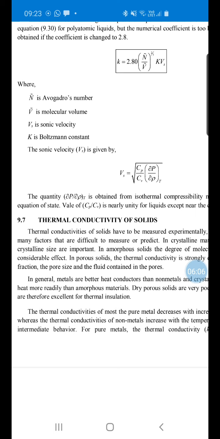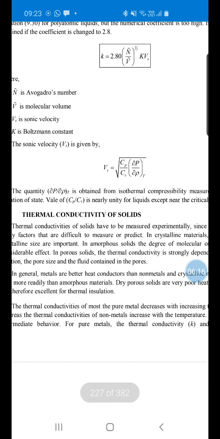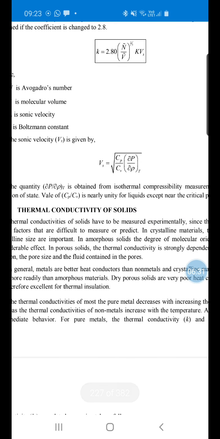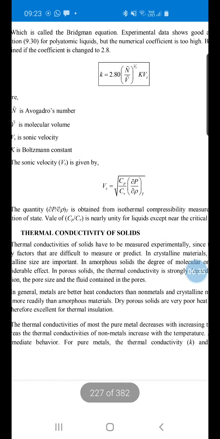The sonic velocity term is obtained from the isothermal compressibility measurement that you have studied in thermodynamics. So you have to remember what the sonic velocity is. Sonic velocity is the square root of Cp by Cv into dou P by dou rho at constant temperature, where Cp by Cv is nearly unity for liquids except at the critical point. Generally we take Cp by Cv as 1, and the term dou P by dou rho at constant temperature is obtained from the isothermal compressibility measurement.